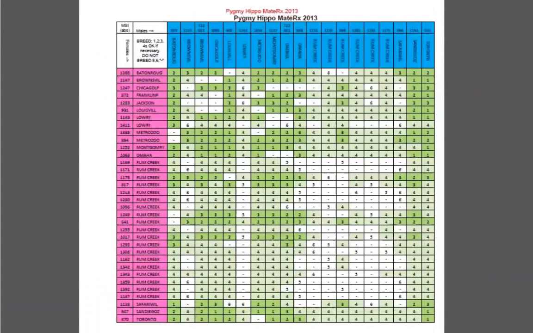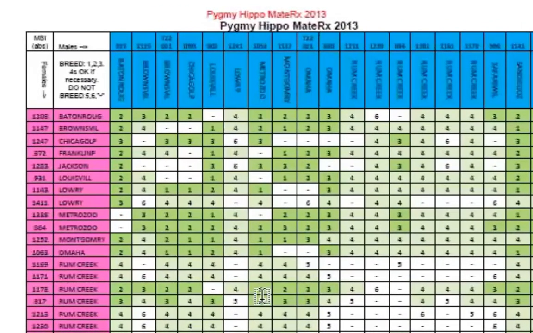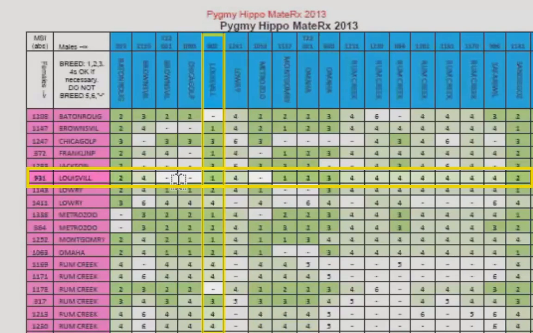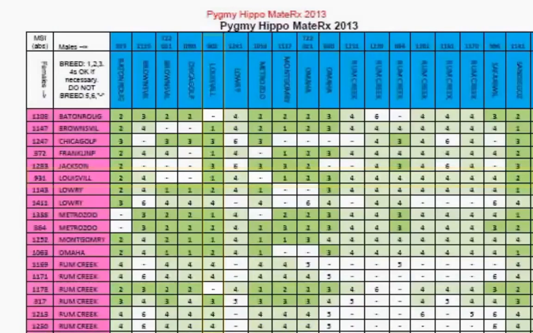So this is the MateRX matrix itself. You can see that males are in blue on the x-axis and females are in pink on the y-axis. And then for every pair in the population, it's given an MSI value. 1s, 2s, and 3s are highlighted differently, like a darker green, just to show that they're of more value. So, for example, if you wanted to look at the pair at Louisville, 931 female in Louisville and 902 male in Louisville, you can see that they have a 1 rating, so they're a genetically valuable pair.